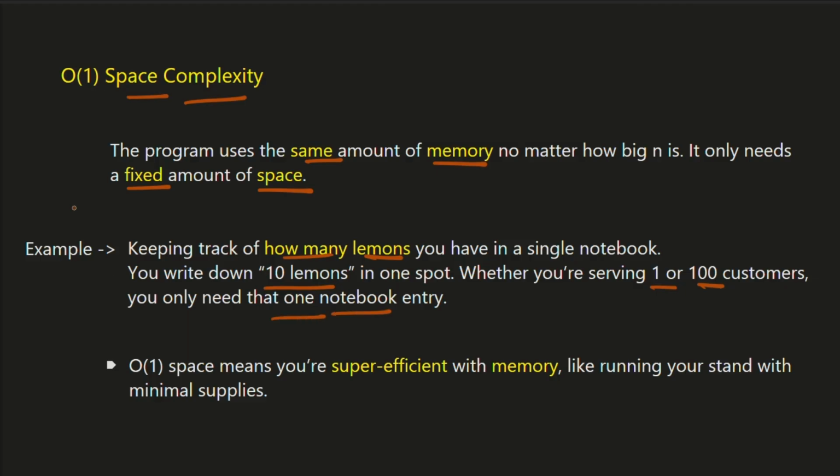Lemonade stand analogy: using one pitcher to hold lemonade. You don't need more pitchers just because more customers show up. Why it's great? O of 1 space means you're super efficient with memory, like running your stand with minimal supplies.